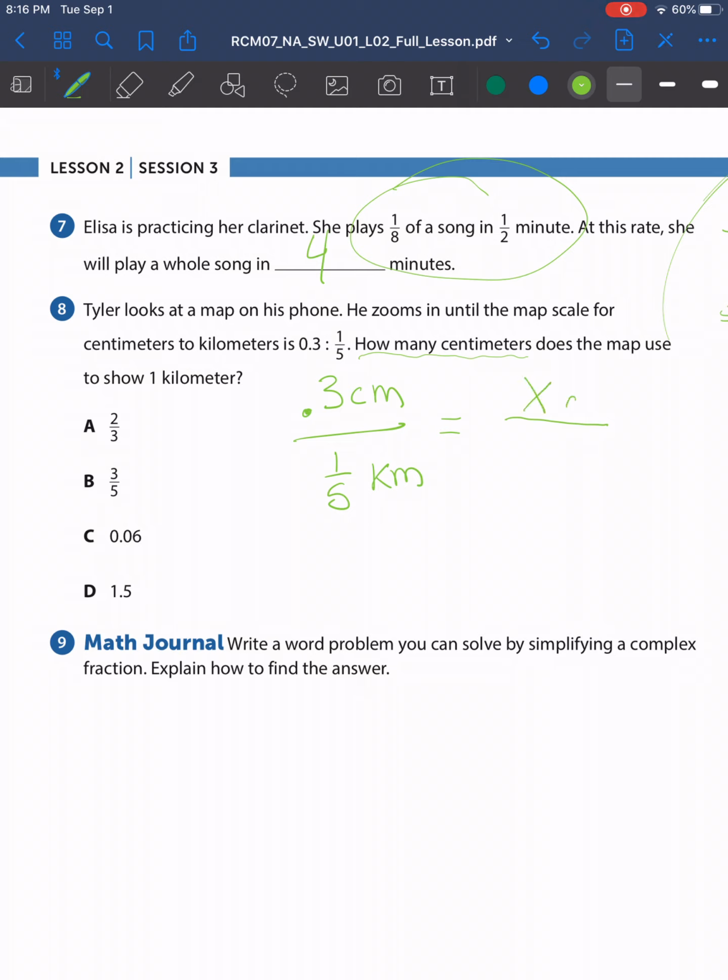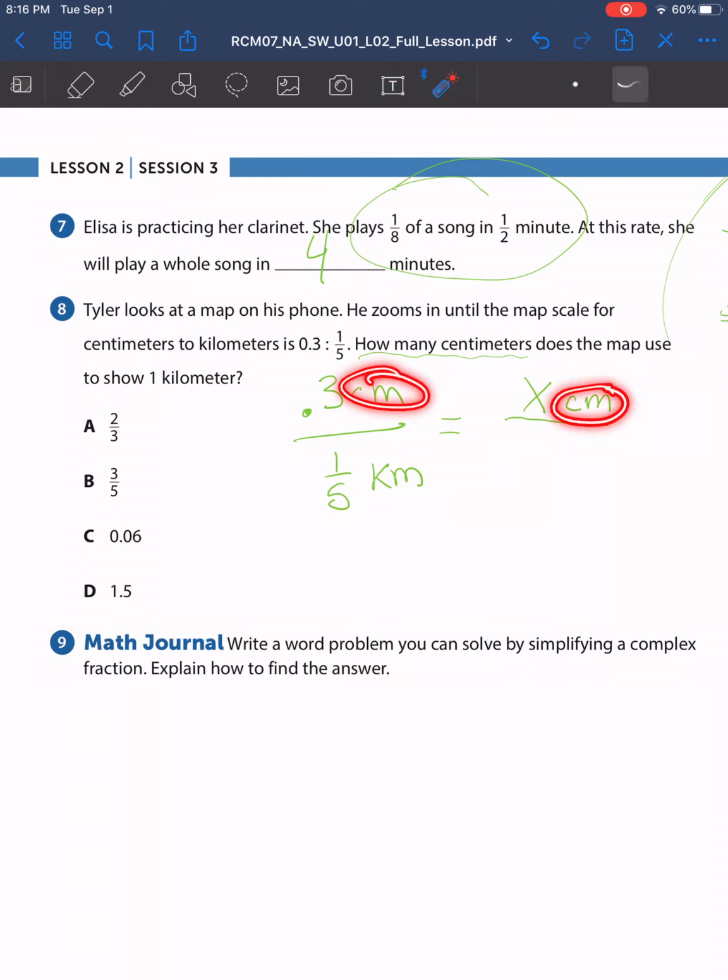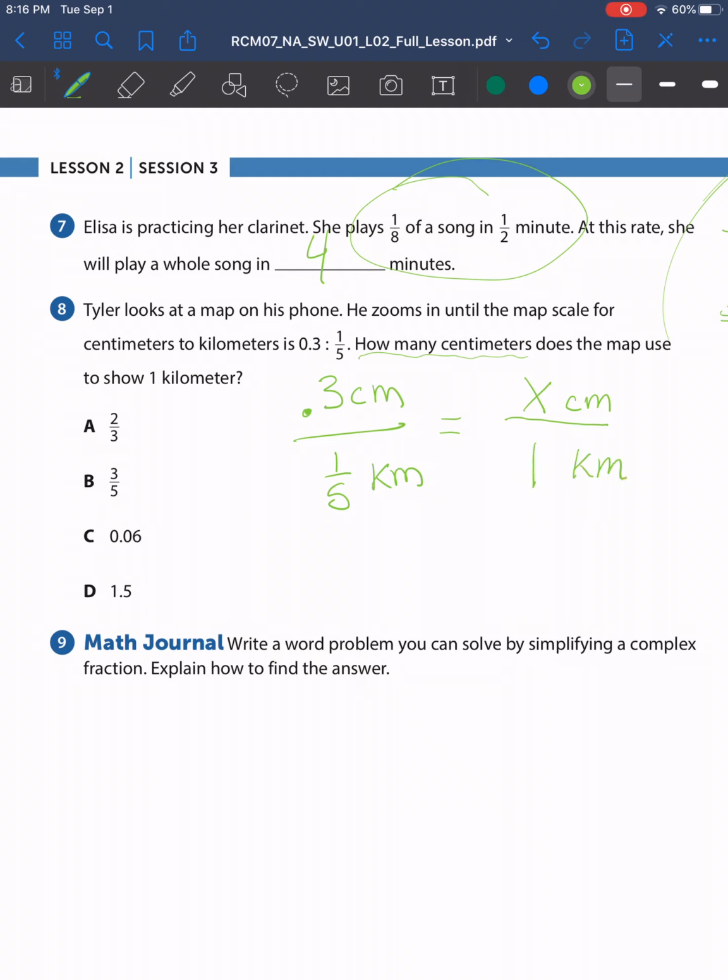So that's my unknown number. I'm going to put it up here. I'm lining centimeters up with centimeters. They have to be on top. If they're going to be on top together, they have to be on bottom together, which means I'm going to be putting kilometers on the bottom. How many centimeters does the map use to show 1 kilometer? Okay, this is a really fun way to solve this.